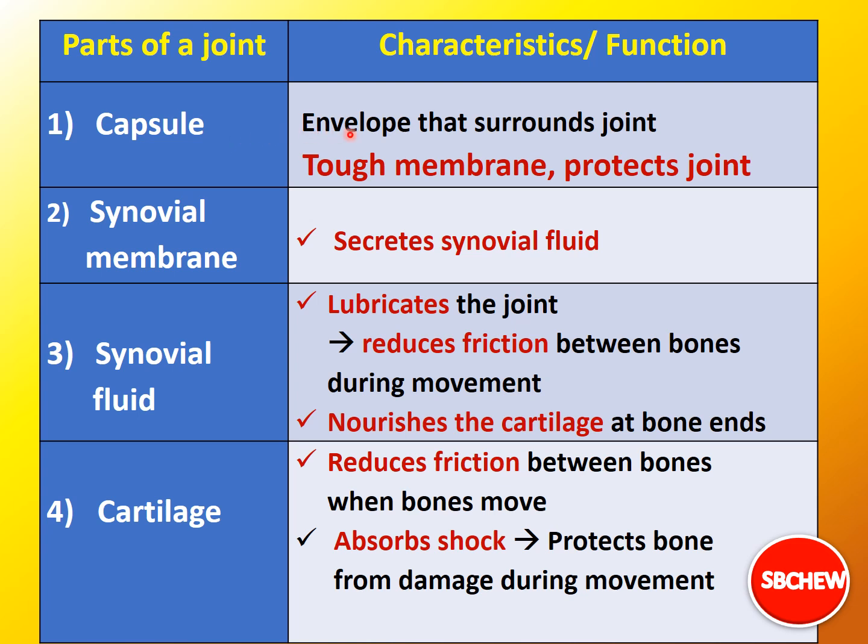A capsule is an envelope that surrounds the joint. It is a tough membrane that protects the joint. Synovial membrane secretes synovial fluid. Synovial fluid lubricates the joint, reduces friction between the bones during movement, and nourishes the cartilage at the bone ends. Cartilage reduces friction between bones when bones move and absorbs shock. It protects the bone from damage during movement.